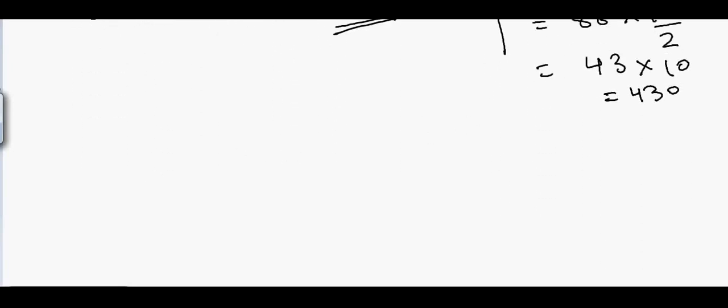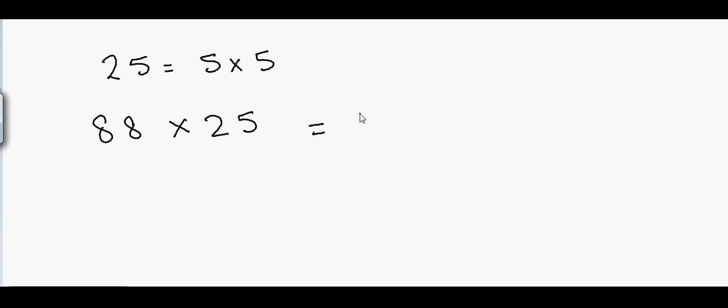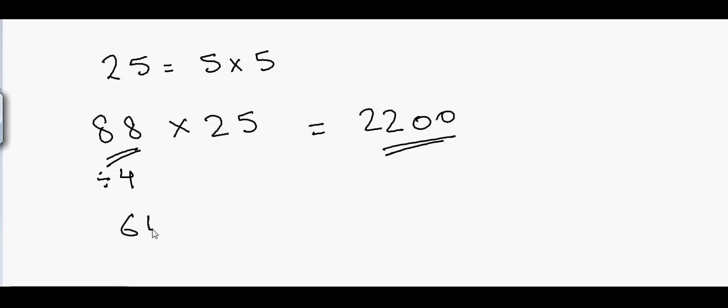Now let's go to 25. If I have to multiply any number by 25, we know that 25 is equal to 5 into 5. So instead of dividing by 2, we will divide by 4. Suppose I have 88 and I want to multiply it by 25. In this case, I will divide 88 by 4. That will be equal to 22, and then I put 00 at the end. So that is my answer. Again, if I have to multiply 64 by 25, that will be equal to 16, because 64 divided by 4 is equal to 16. So we have 1600 as the answer.